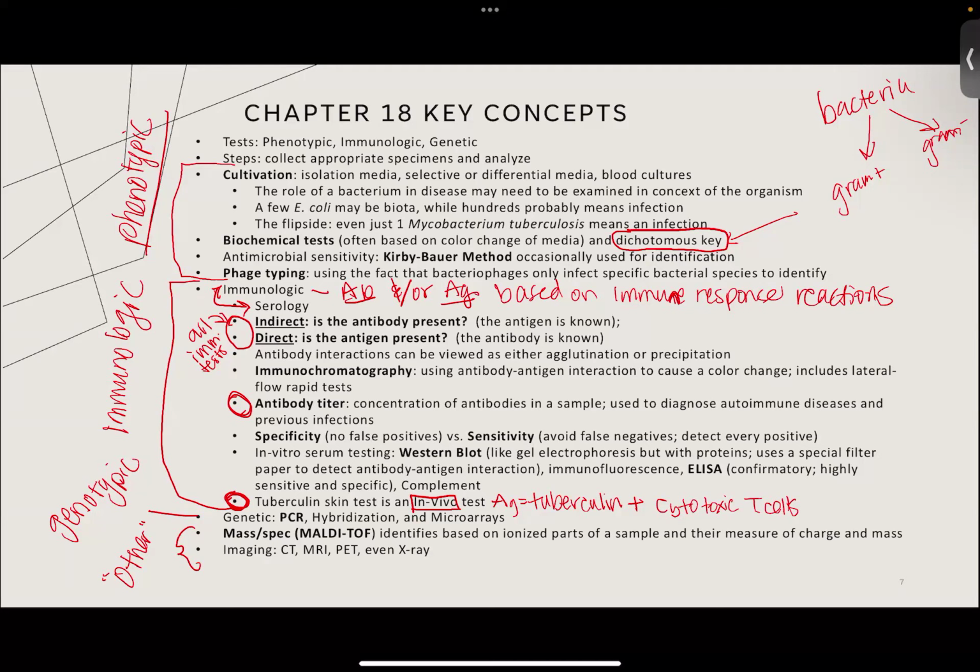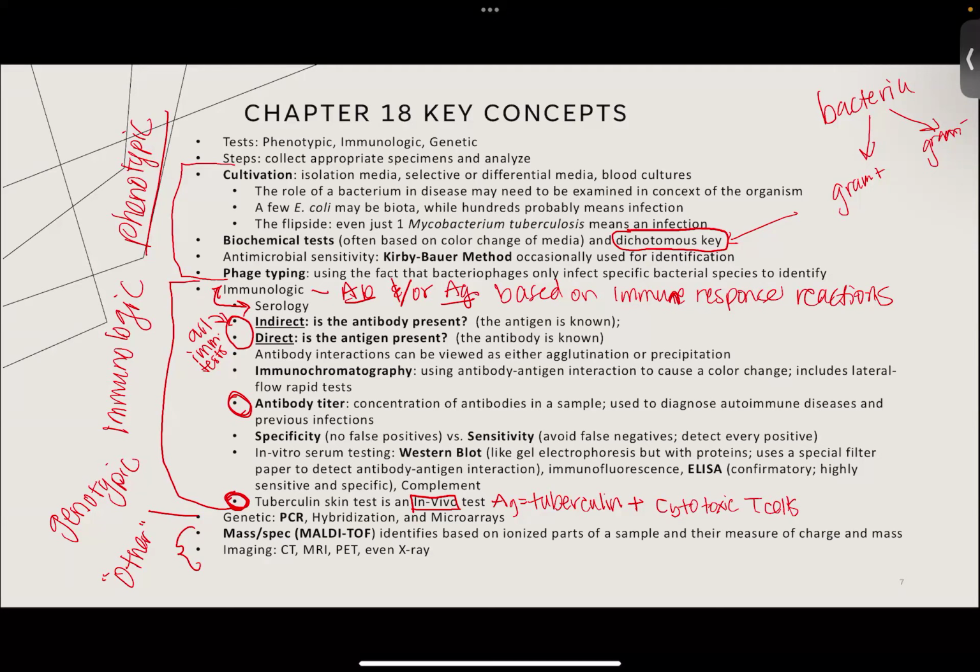Or we can take the serum and spread the serum out and use an antigen to see if the antibody is in the gel. We can do either end of it. But Western blot is separating out proteins, pushing the proteins onto a special filter paper, and then looking at antibody antigen interactions on that filter paper.